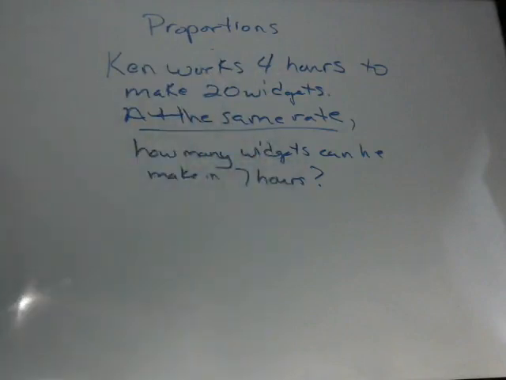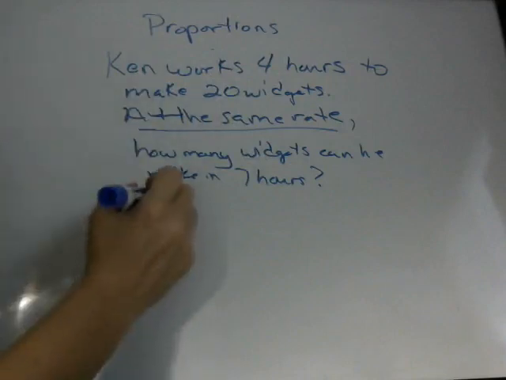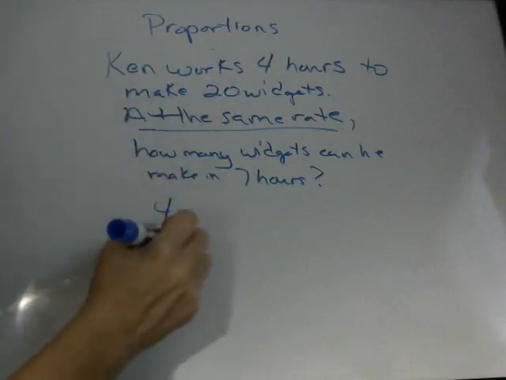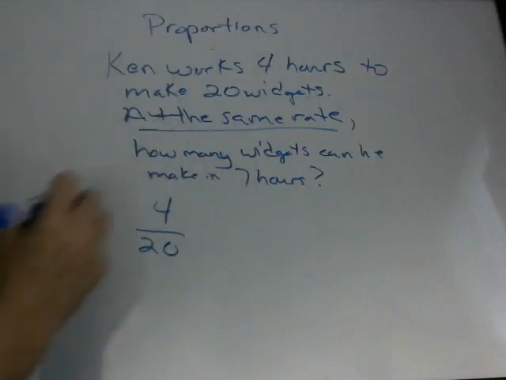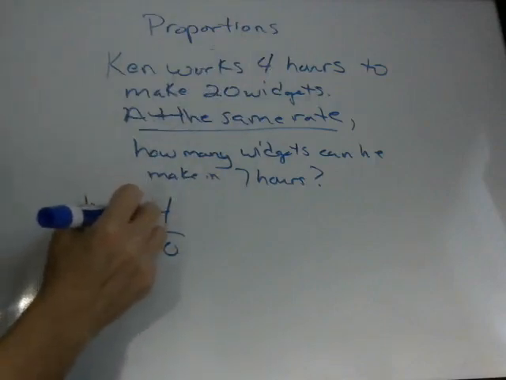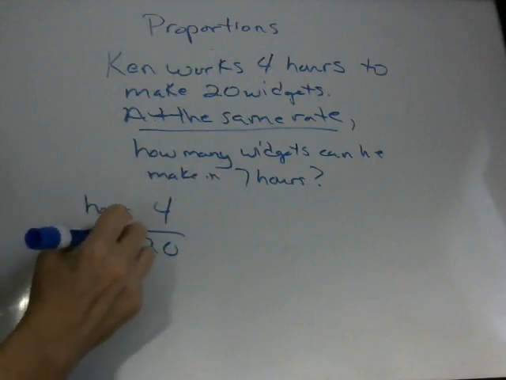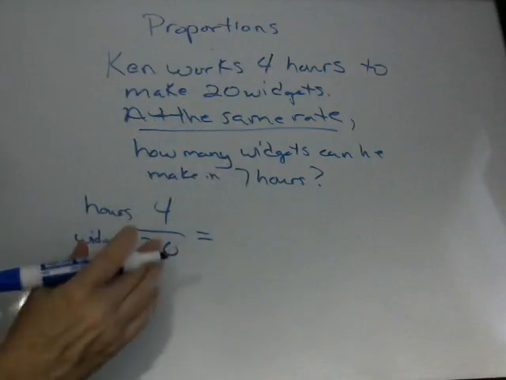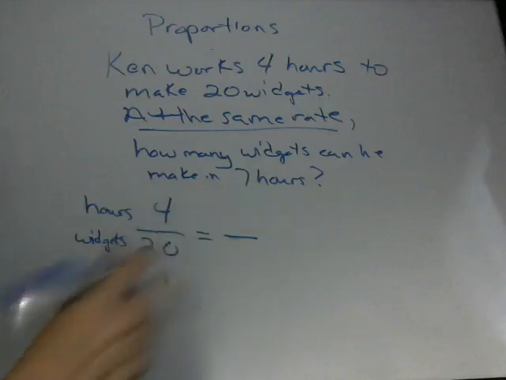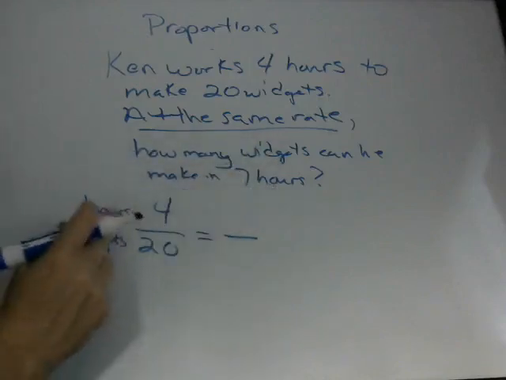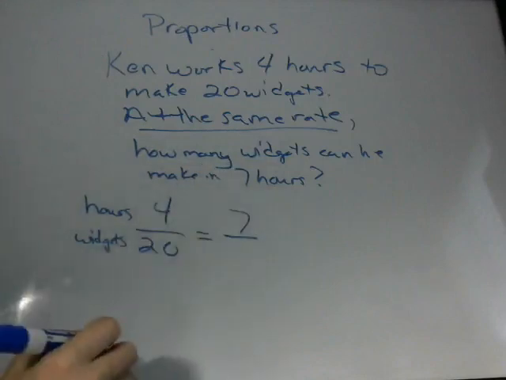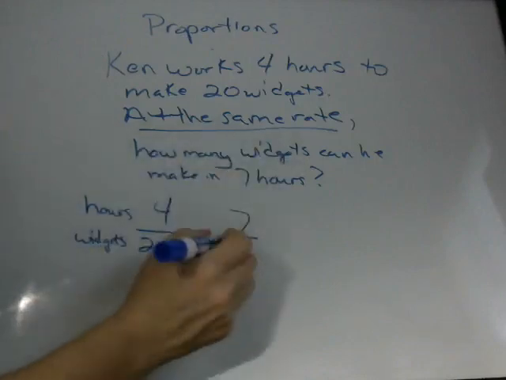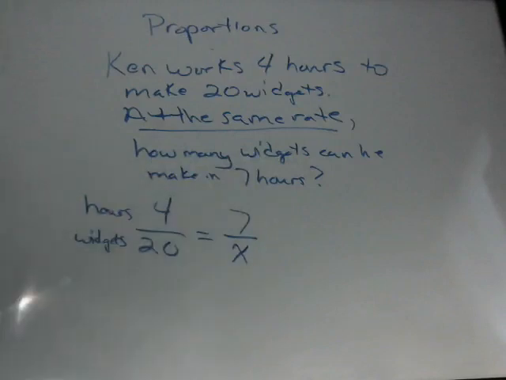So if it takes him 4 hours to make 20 widgets, how many widgets can he make in 7 hours? So the way you're going to set up the problem is, like we saw before, as ratios expressed as a fraction. So if in 4 hours he makes 20 widgets, you just look at the first half of the question. Now here we've put hours on top in the numerator, and we've put widgets on the bottom in the denominator. Now in a proportion, remember, it has to be equal to something.